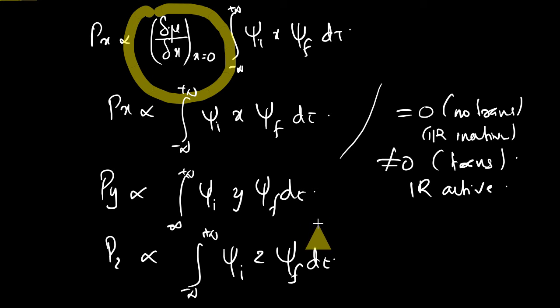Actually, we don't need the exact values of this integral. We only need to know whether these integrals are zero or non-zero. We are not interested in the exact value. The exact value is interesting, of course, but to predict whether a particular vibration is IR active or not, we only need to know whether this integral is zero or non-zero. Of course, a computer can say that, but group theory can also say that.